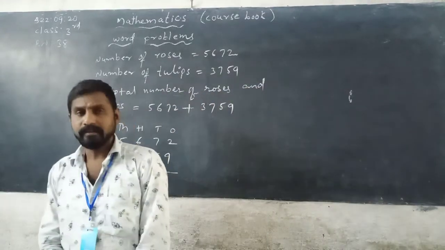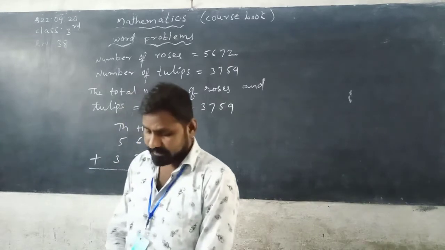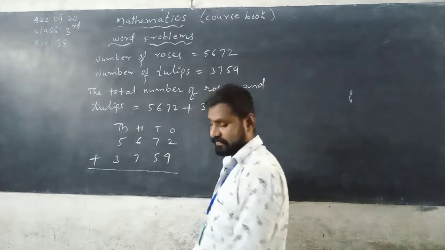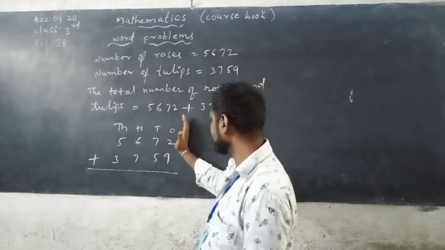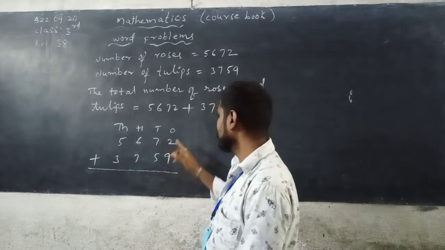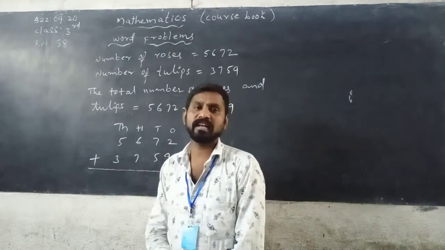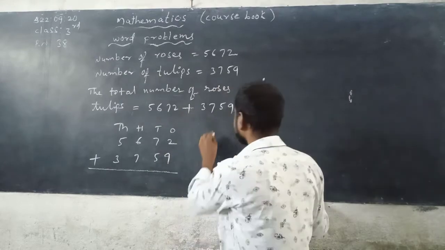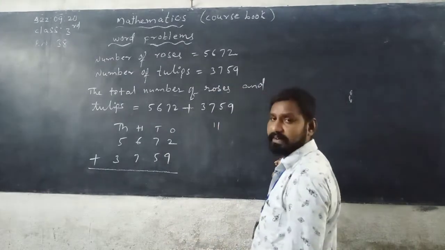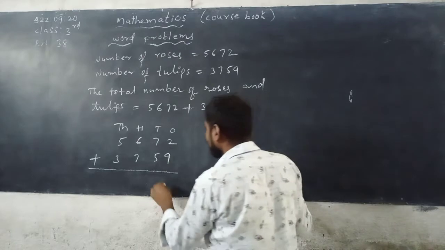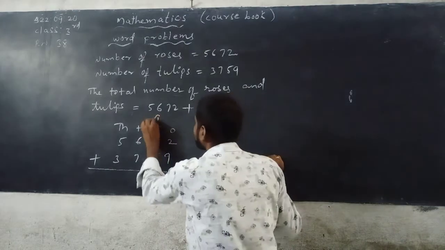See here, add the digits in ones place first. That is 2 plus 9. 2 plus 9, what we get? 11. In it, one we take and write under ones column, one is carrying to tens place.